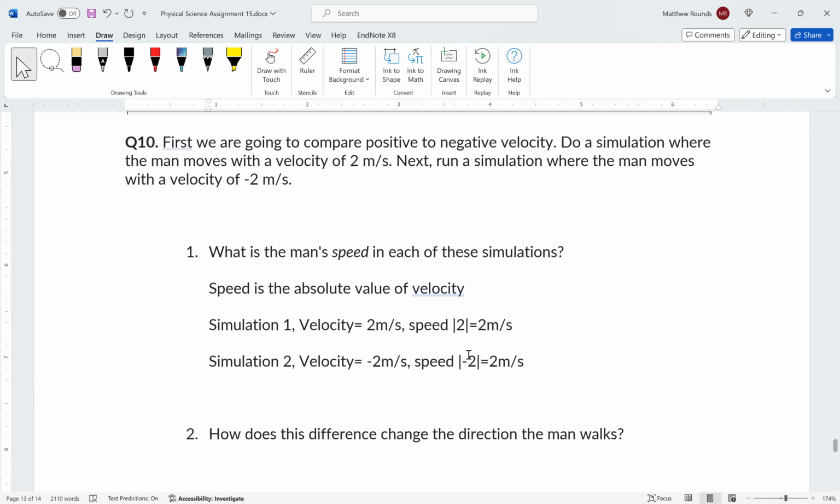Okay, so can you give me one sentence that says that in each simulation the speed is the same? Yeah.